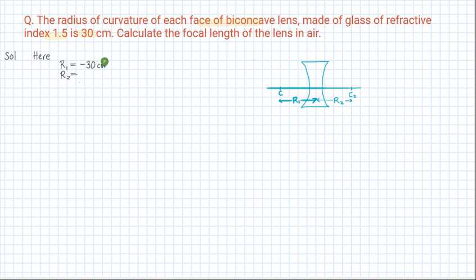And in this case, this radius of curvature is measured from left to right along the direction of the incident light. In that case, R2 will be positive. So I'll write down 30 centimeter. So these are the two radius of curvature. If you have any confusion with the radius of curvature, please don't hesitate to ask. I will re-explain to you again.